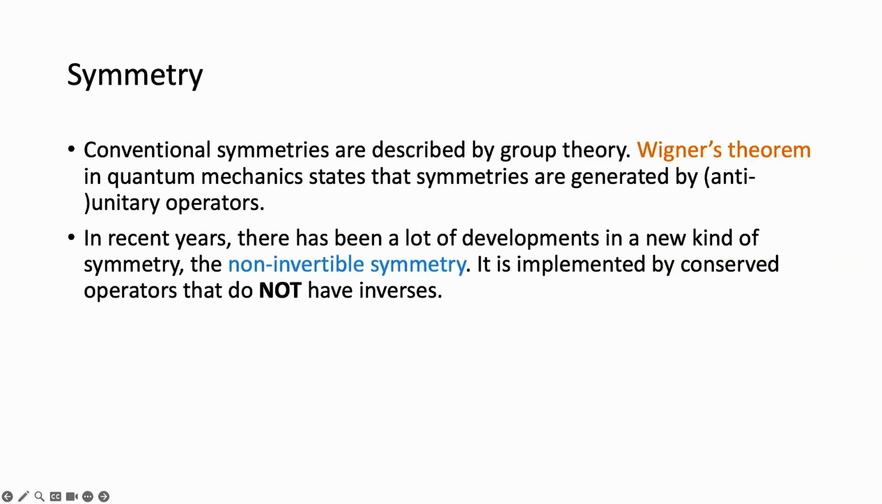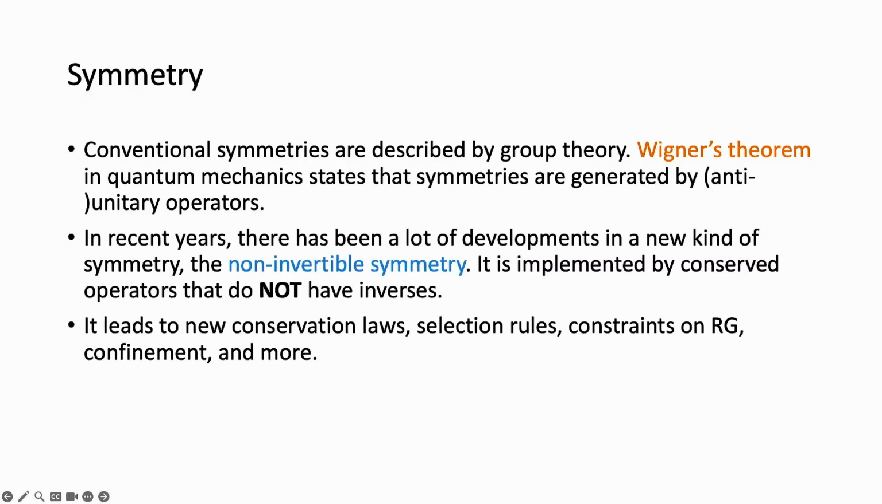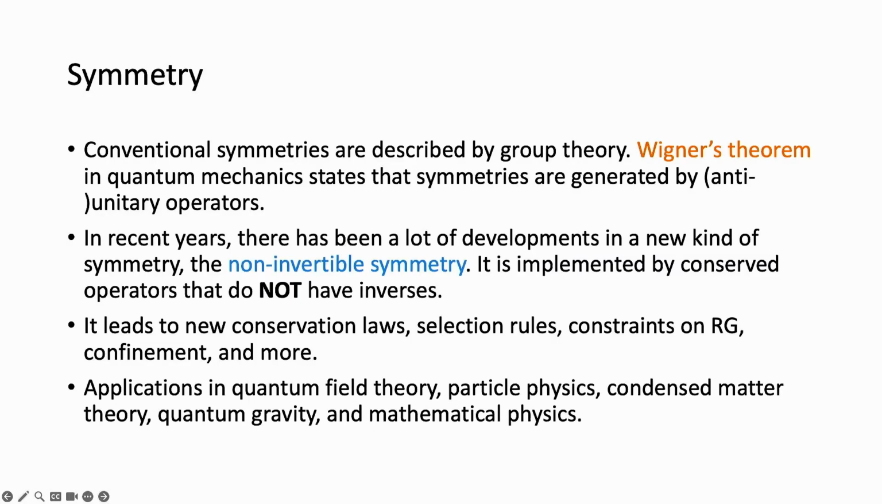However, in recent years, there have been a lot of developments in a new kind of symmetry, known as non-invertible symmetries. As the name suggests, they are implemented by conserved operators. These are operators that commute with the Hamiltonian, and yet they don't have an inverse. Even though it sounds very exotic, they lead to new conservation laws, new selection rules, new constraints on renormalization group flow, and they have appeared in quantum field theory, particle physics, condensed matter physics, and many more contexts.